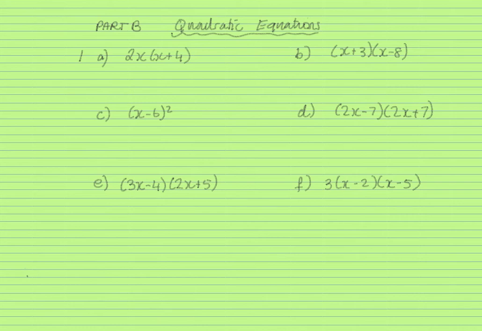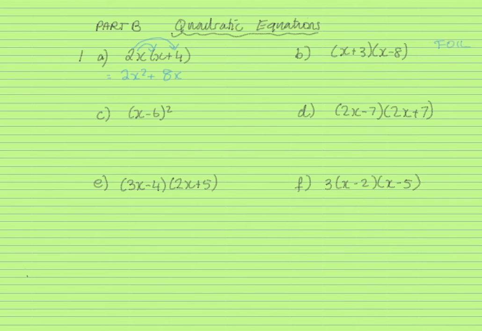Hi everyone, we're on to part B of our quadratic equations practice. We're going to start with question 1a, where I'm going to expand the brackets. So I'm going to do 2x times x makes 2x squared, plus 2x times 4 is 8x. And I can't add any like terms there.